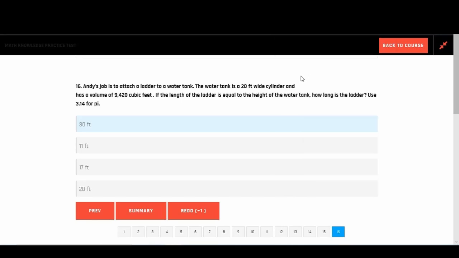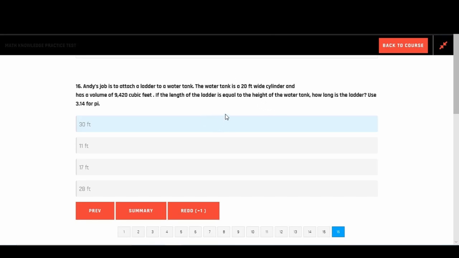All right, number 16 says Andy's job is to attach a ladder to a water tank. The water tank is a 20-foot wide cylinder and has a volume of 9,420 cubic feet. If the length of the ladder is equal to the height of the water tank, how long is the ladder?